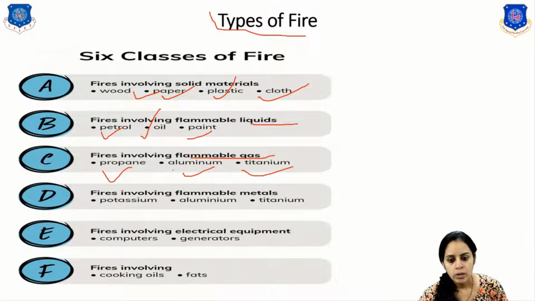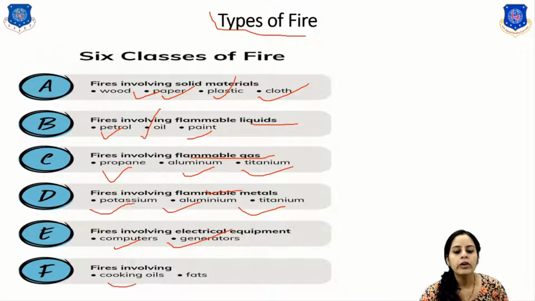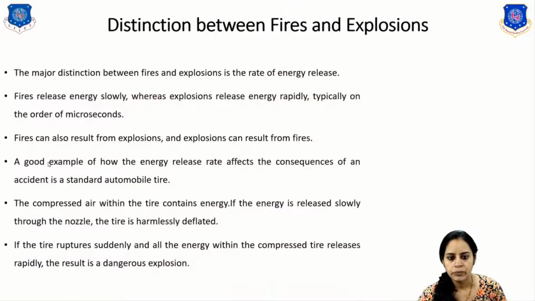Then Class D, which includes flammable metals like potassium, aluminium or titanium. Class E includes electrical equipment, for example computers and generators, right? And Class F includes cooking oils and fats, etc. Okay, so these are the classes of fire.